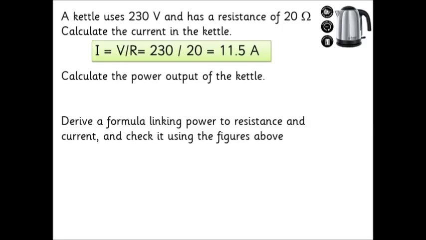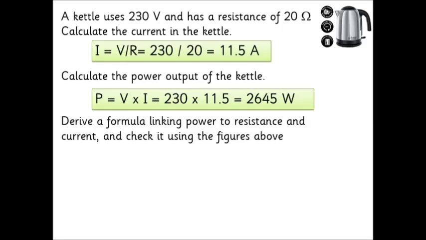So the power output from the kettle would be P equals V times I, another formula that you need to learn: power equals voltage times current. Again, we've got 230 in the question, and we've just worked out 11.5 amps. So we've got a power of 2,645 watts. Now, can we derive a formula that links power to resistance and current instead of voltage and current? And then can we check it using the figures in the question above?